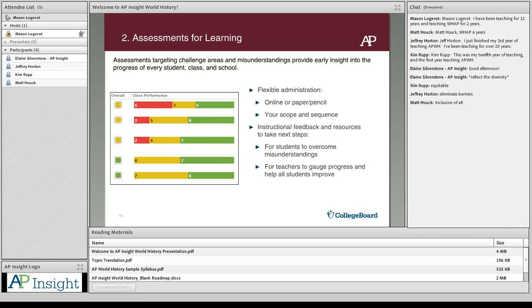Also, the other great thing about these assessments is that you can do them in any order you want with your scope and sequence. Most of you, I assume, are going to teach chronologically. I do know that some teachers, though, teach thematically. Either way is fine with AP Insight. You can move these assessments around as you see throughout the school year. There's no kind of deadline or any kind of order that you have to do these assessments.